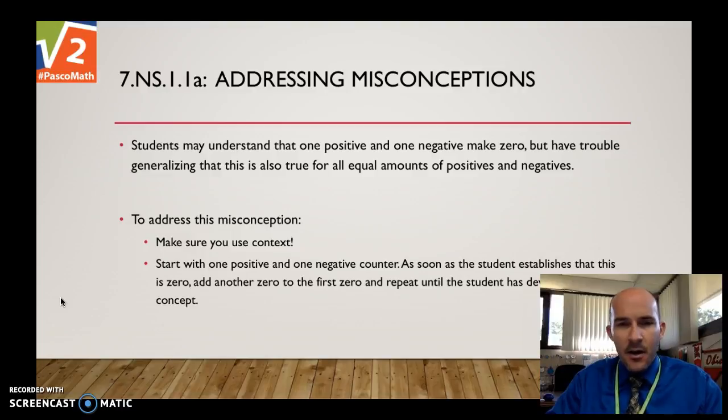So we'd start with a positive 1 and a negative 1 and show how those make a 0, and then we can go to +2, -2, +3, -3, +4, -4. Have the student record their work as they go with their two-color counters, so they can look for some patterns of what's happening.